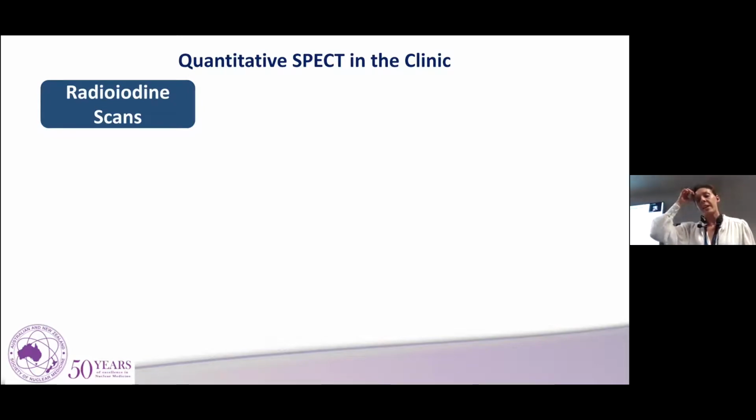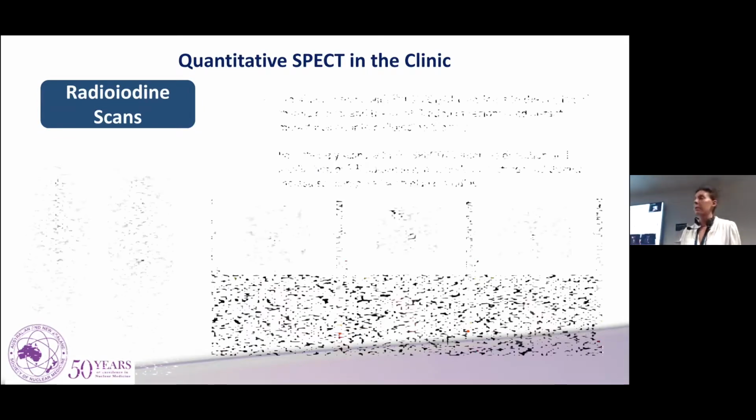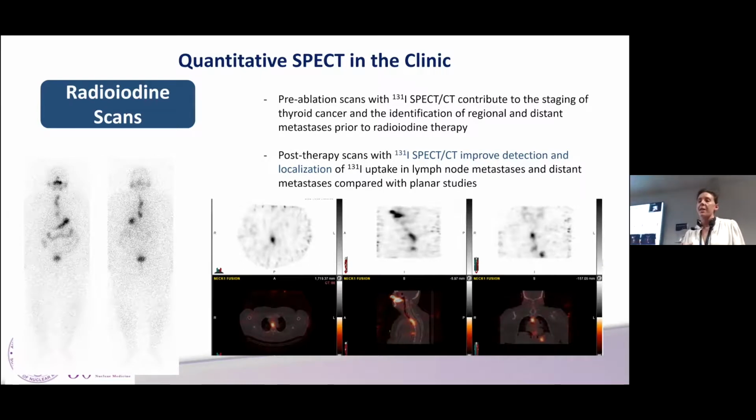Radioiodine scans are, I guess, perhaps a little bit controversial in the use of quantitative SPECT. Obviously, this is a very successful area of nuclear medicine. Historically, the therapy has been very well handled, and it may not need further investigation, some people feel. But if we look at the introduction of SPECT CT over planar imaging, certainly SPECT CT has had a lot to offer, particularly when we're localizing metastases and we're looking at the uptake in those metastases following ablation therapy.